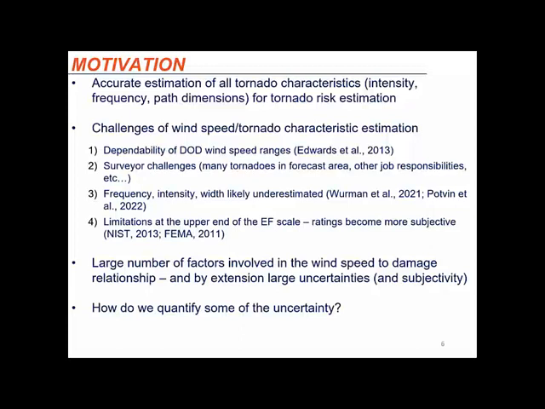To further this motivation, we understand that there's a large number of factors involved in the wind speed to damage relationship, and Zach will talk about quite a few of those. And by extension, there are large uncertainties and subjectivity in this estimation process. So a lot of the talk today will be geared to how we quantify some of this uncertainty, and how we can look at different approaches to understand where these uncertainties are coming from. Now I'll turn it over to Zach to talk a little bit more about some of the motivation behind this work.